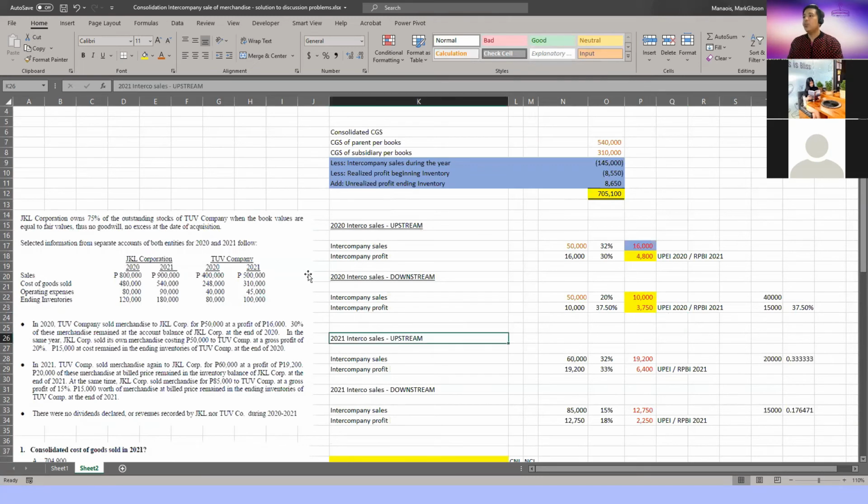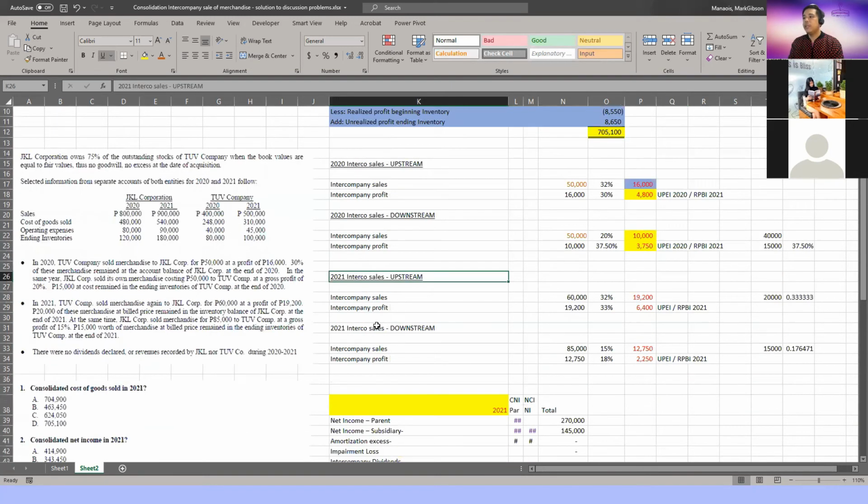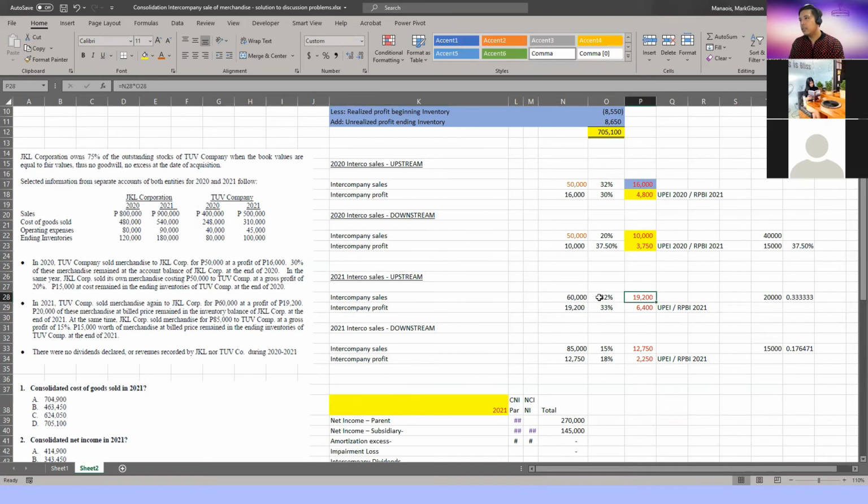So punta natin ngayon yung 2021. So yung 2021, meron tayong upstream. So TUV company sold merchandise again to JKL. So meron tayong upstream, how much? 60,000 at a profit of 19,200. Ito naman, arte ko na lang to kasi kaya kung gusto mo kompletohin, pero binigay naman na yung gross profit, so okay ka na dyan. So aesthetics na lang yan.